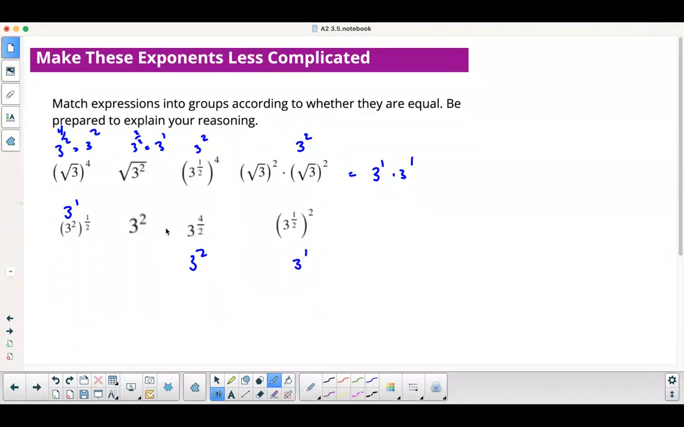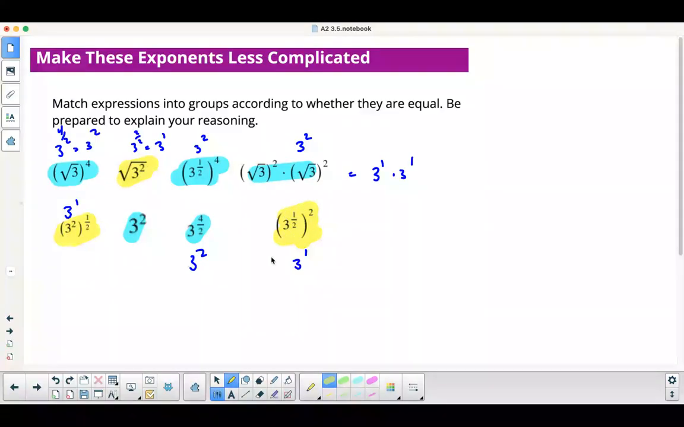So basically, I only got 2 different numbers. I got 3 to the 1st and 3 squared. So I'll just group them here with color to make it easier. All my 3 squareds are right here, here, here, here, and here. And then my 3 to the 1st is here, here, here. Okay?